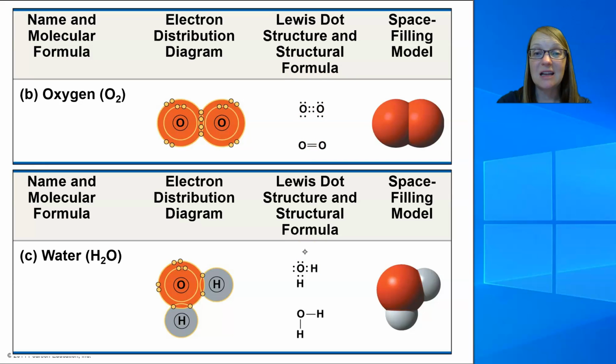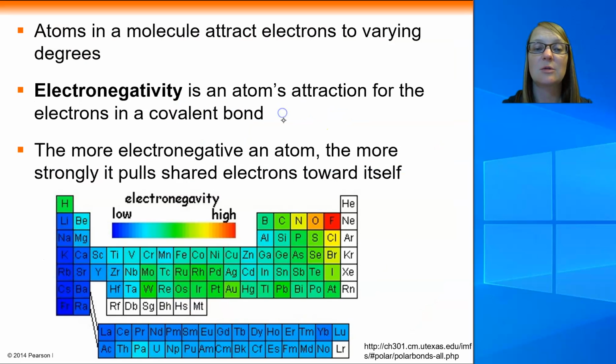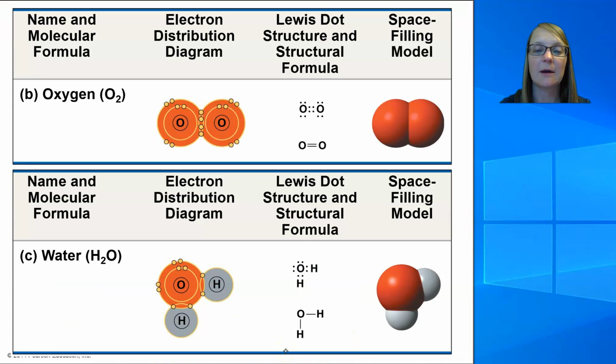So if you would like to get a little bit of practice drawing the Lewis dot structures, they're pretty much like electron distribution diagrams, but you're just using dots to show the valence electrons found in the atom. And so here you can see that there are 4 valence electrons that are being shared between the 2 oxygen atoms. Whoops, let's go back. And then lastly, you've got the space filling model.